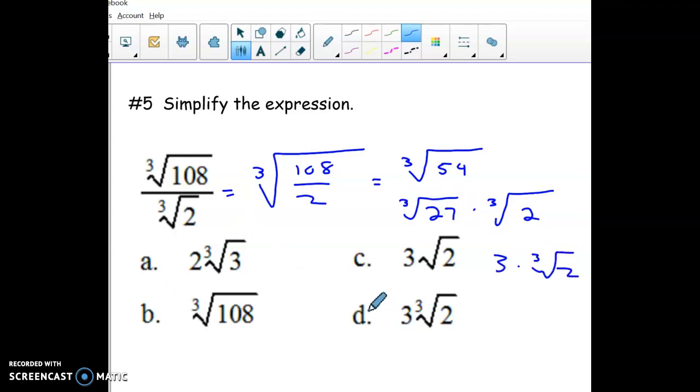And be careful because students oftentimes will get C here, but it should be third root of 2, right? This is a third root problem, so C doesn't make any sense. D is the right answer.